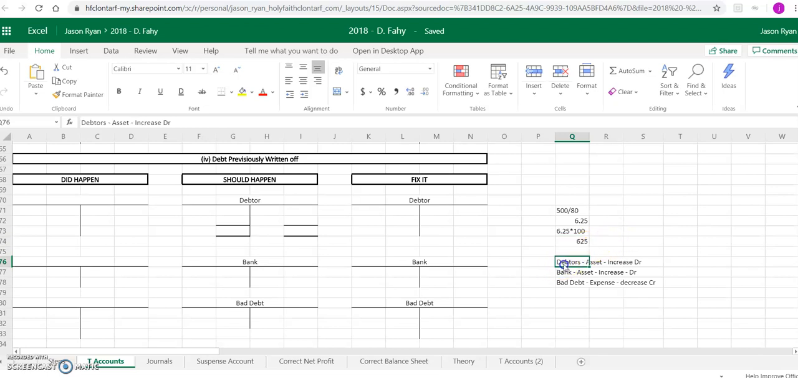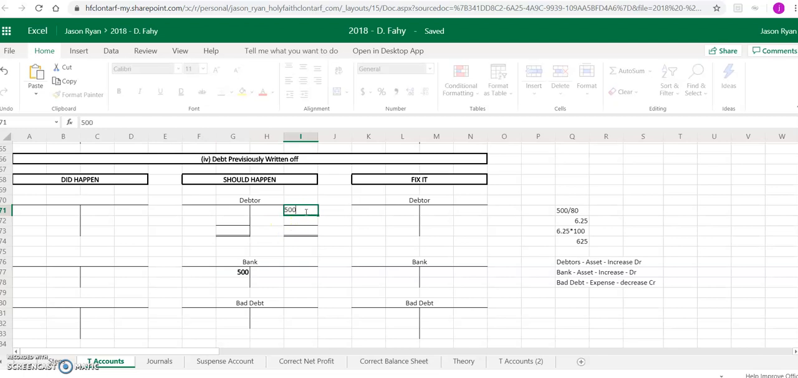As I said previously, debtors is an asset, so we increase it, and it goes on the debit side. Our bank is an asset, so it increases and goes on the debit side. And our bad debts is an expense, which is going to decrease because they want to trade with us again and are going to pay us back this 625, so that goes on the credit side. So the bank receives 500, which goes on the debit side of the bank. I'll explain that in a second.